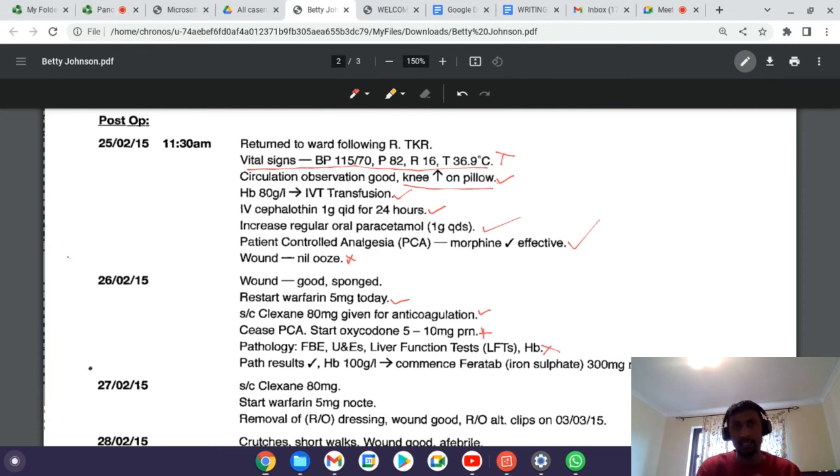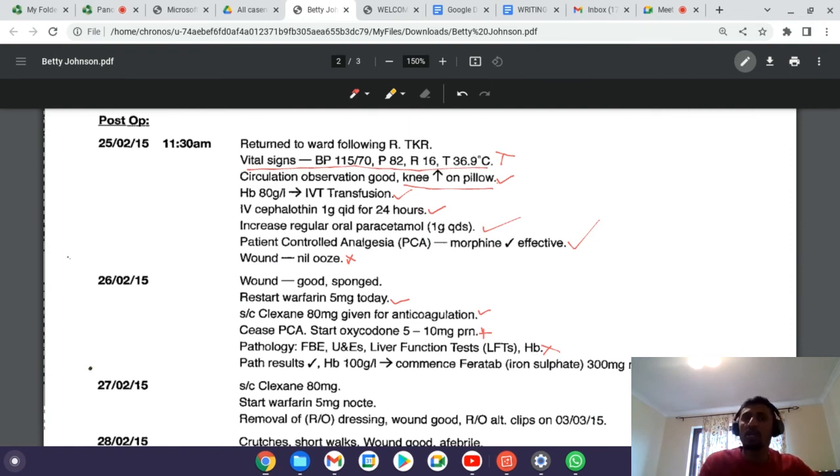Think like this and clearly understand what is relevant, what is irrelevant, what is semi-relevant. Okay, according to whom you are writing. Think you are the GP, you are the patient's GP. What are the informations you want to know? If you think like that, then only you can understand what informations you need for this letter. Again, pathology. You don't want to write it because there is nothing with that. The test is a routine one, maybe after the surgery. And here you can mention HB is 100 gram per liter and commence ferritab.